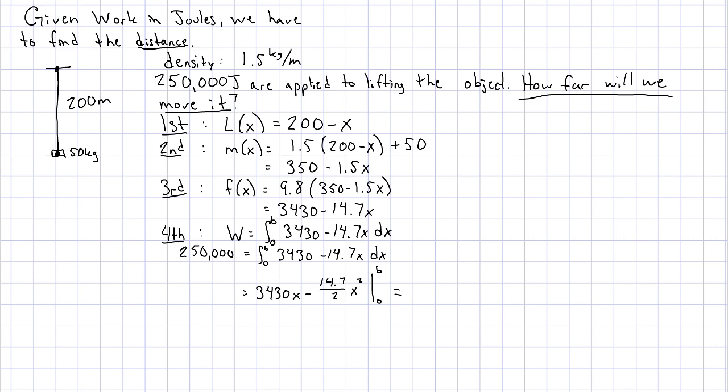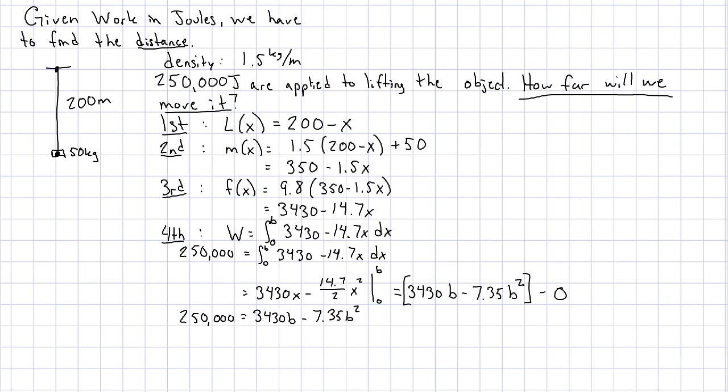So this is going to be equal to 3430B minus 14.7 divided by 2, which is 7.35, so 7.35B squared. That's my first component. And then when I plug in 0 for x, I just get 0. So that's a straightforward part. So I still have this formula that 250,000 is equal to 3430B minus 7.35B squared.